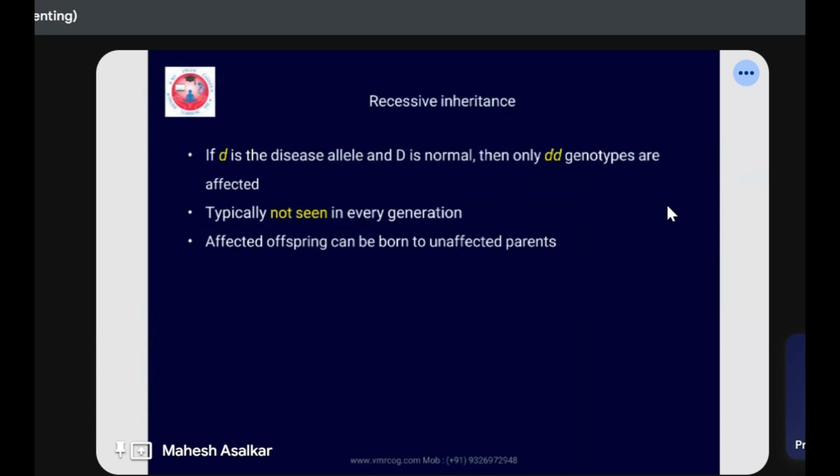So what is most important in recessive inheritance? It will be present only when both alleles are present. Okay, and typically it is not seen in every generation. That means there is a skipping of the generation, and affected offspring can be born to unaffected parents. So this is one of the patterns of inheritance in recessive inheritance.